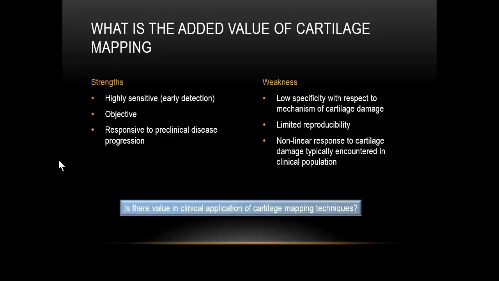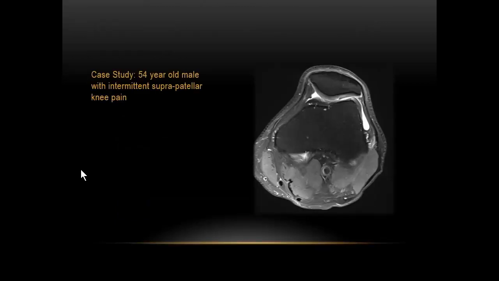And I think if we try to go back and look at what is value, we're just going to show you a typical case scenario. This is an axial proton-density weighted fat-suppressed image. I think we can all clearly see the superficial flap tear within the lateral facet of the patellar cartilage.